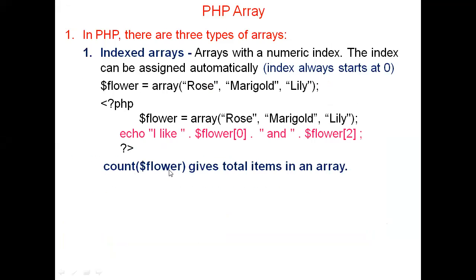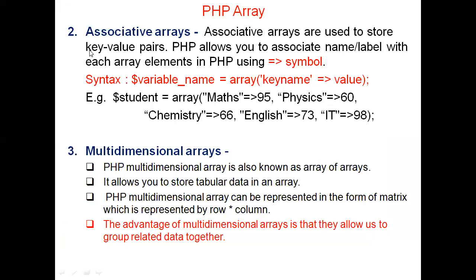So this count gives the total items. Okay, now this is the 0 and the 2 1. Next, the second, associative array. So associative arrays are used to store the key value pair. This is most important. हा maximum PHP मध्ये वापरला जातो.